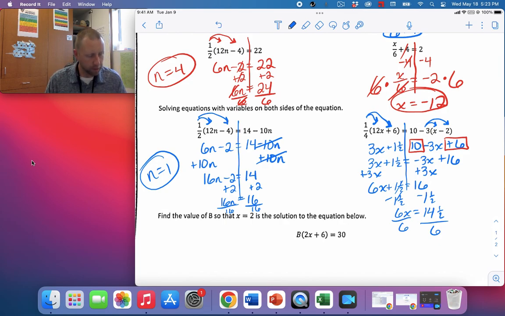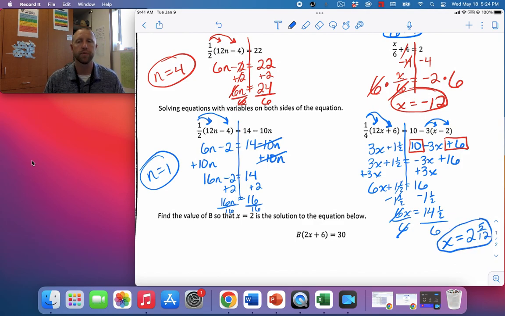It's a decimal number, 2.416 repeating, but if you use your calculator, change it to a fraction, which you guys know I like fractions better. We do get x equals 2 and 5/12, or 2.416 repeating.